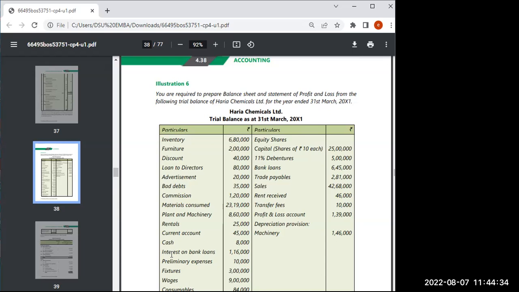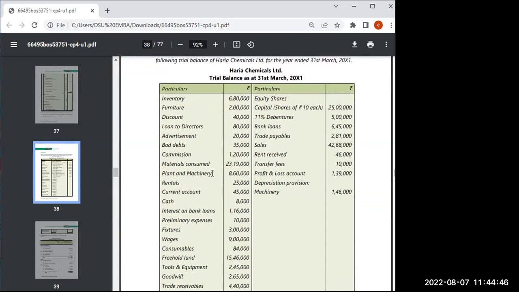Just to go through the trial balance. First, you have to carefully go through the trial balance fully. Then only you can understand what is given there. Inventory 6,80,000. Furniture is there, discount is there, loan to directors, advertisement, bad debts, commission, materials consumed, plant and machinery, rentals.